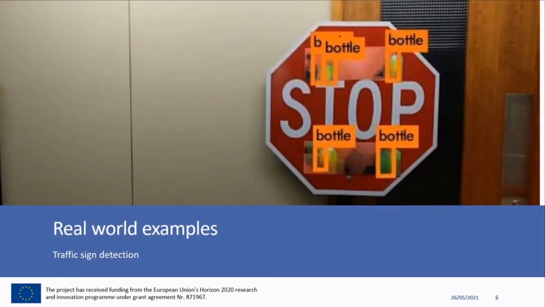Now we brought you some areas where one can apply these things. This is a real world example from traffic sign detection. You all see the stop sign there, but because of the little stickers that they put on the stop sign, these little stickers are considered as bottles. Whereas the original stop sign was recognized as a stop sign, now it only recognizes the bottles that are not really existent, and does not see the stop sign anymore, which can have far-reaching security and even safety implications.